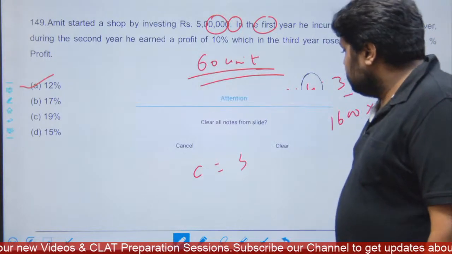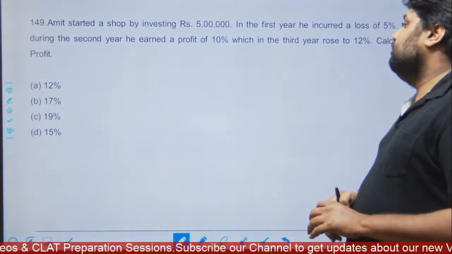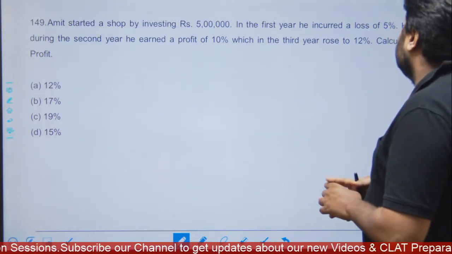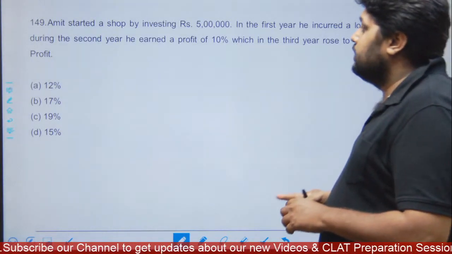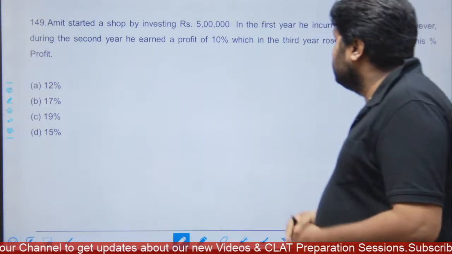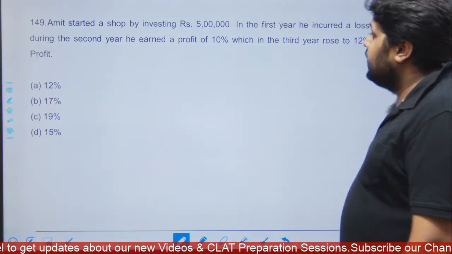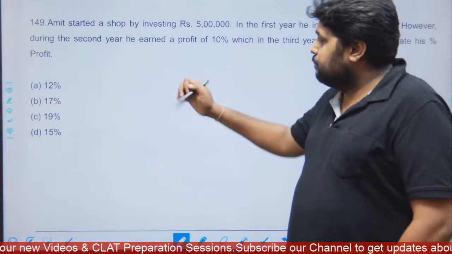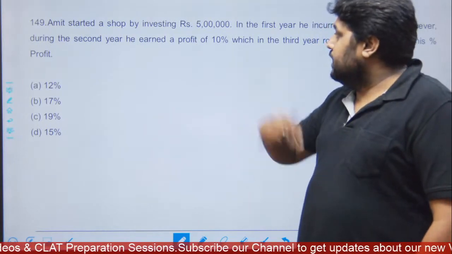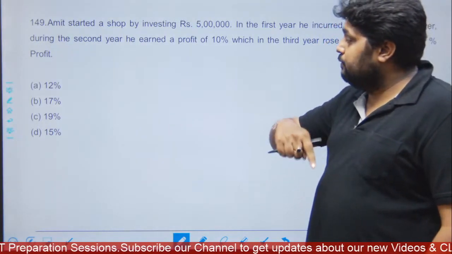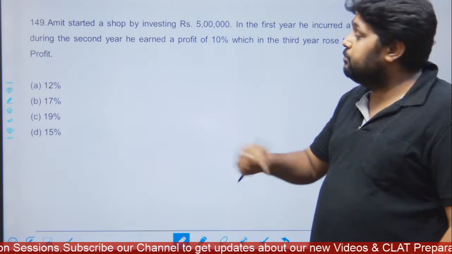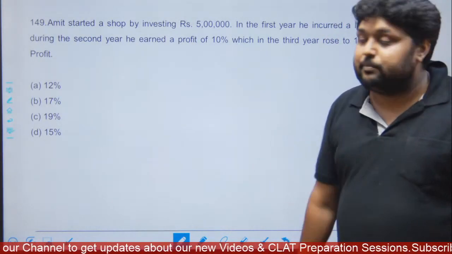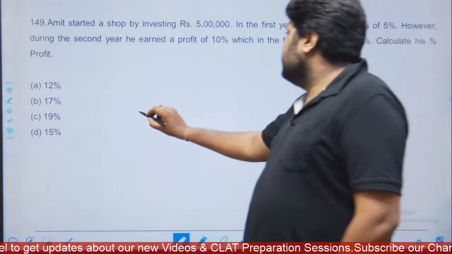Now question 149. Amit started his shop by investing rupees 5 lakh. In the first year he incurred a loss of 5%. However, during the second year he earned a profit of 10%, which in the third year rose to 12%. Calculate his percentage profit. You can calculate the profit year by year: decrease by 5%, then increase by 10%, then increase by 12%, and calculate the net percentage change. Or you can simply apply the successive change.